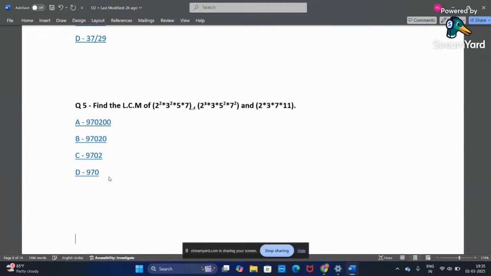In this, how will you find the answer? You have to find least common factor. How will you find? What are the values you need to take in given numbers? What are the values you need to take in this? First, let's write it down.